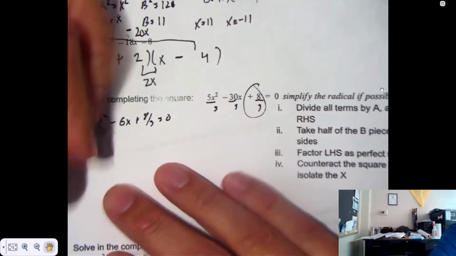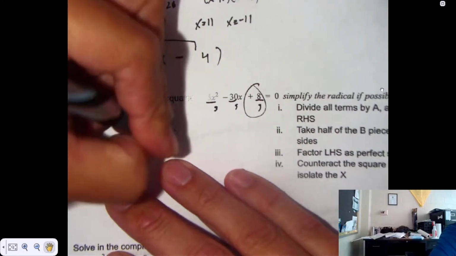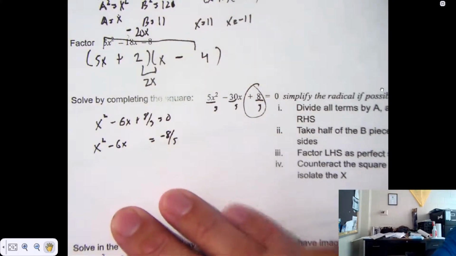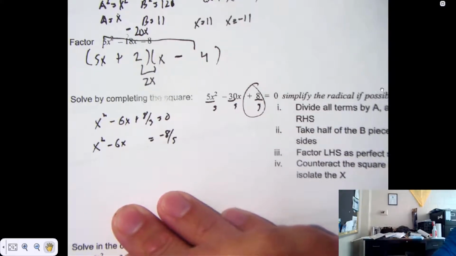What are you going to do with that 8/5? Put it on the other side. Now you're probably already scared to death of this thing because a fraction showed up. Nobody cares if there's a fraction. You have a TI-84 in front of you. Learn how to use the thing.